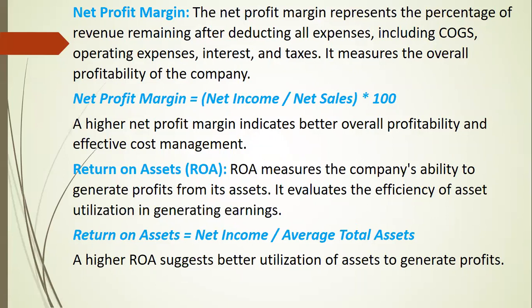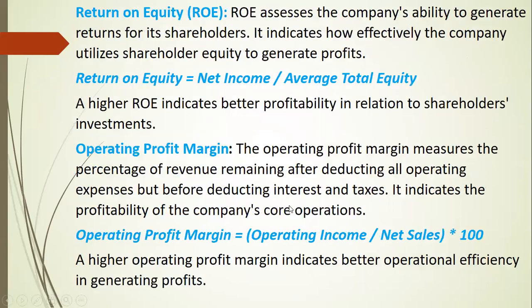So return on asset measures the company's ability to generate profit from its assets, to evaluate the efficiency of asset utilization in generating earnings, isn't it? So return on assets is just net income over average total assets. So a higher return on asset will be favorable because it suggests better utilization of assets to generate profits, isn't it? So a higher return on asset or ROA will be favorable.